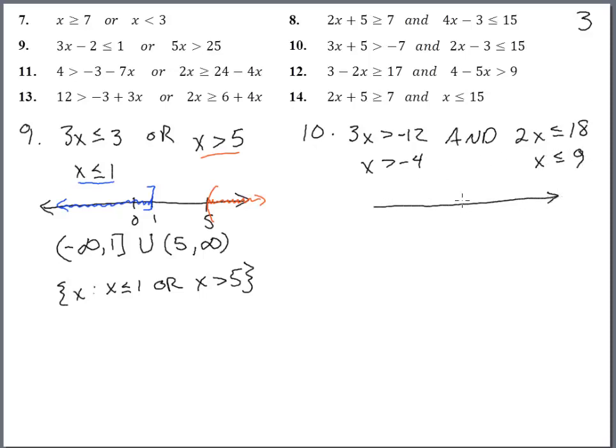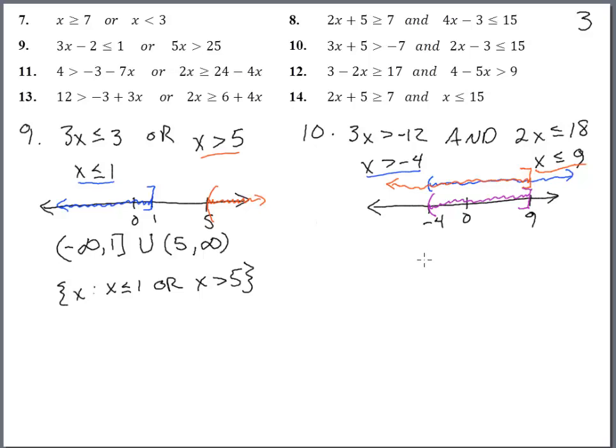So if we look at this on the graph, there's 0, there's negative 4, and there's 9 way up there. Do our little color coding thing here, blue. So if this is an open, and it heads this direction, and then the red one right here has a closed on the 9. It heads down this way. So our end result, red and blue together, make purple. And we have not including negative 4 and do include 9.